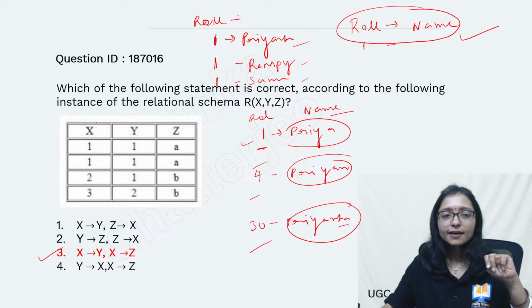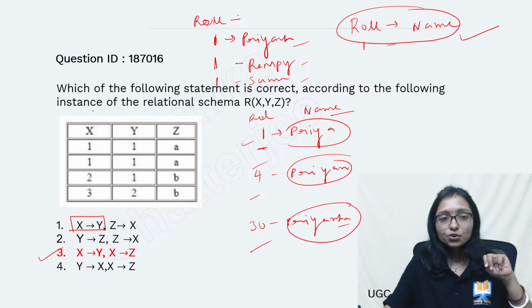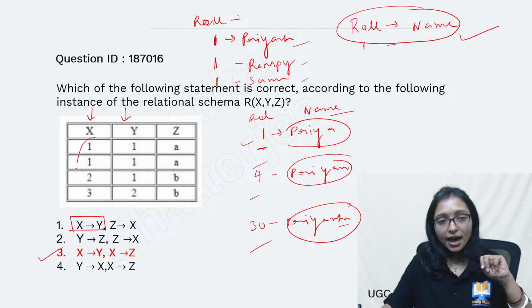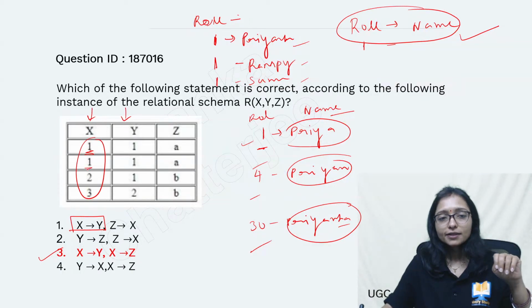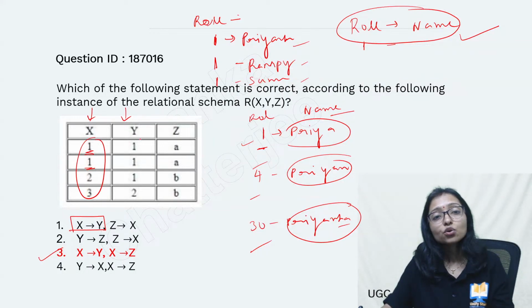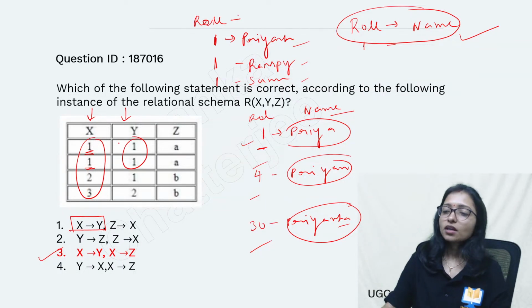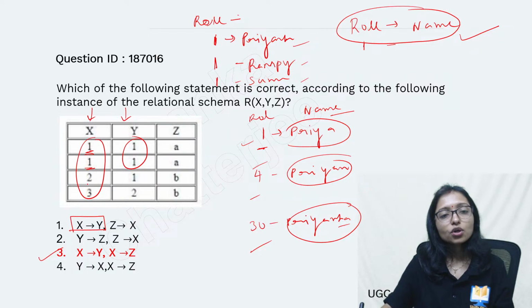You can see that here, whenever I am saying X implies Y, is it holding or not? Check these two columns. In X, roll number 1, 1: the same value is present here. For 1, 1 there is the same value. For 2, 3 the values are different. No problem. That's why X implies Y.